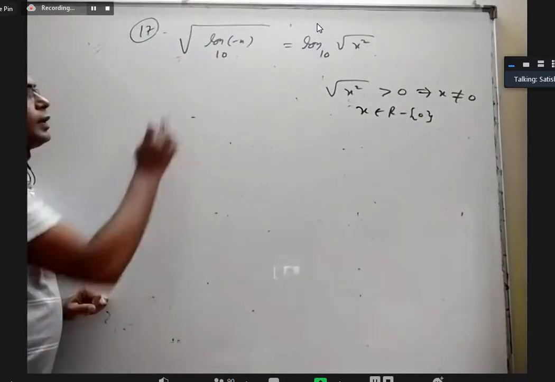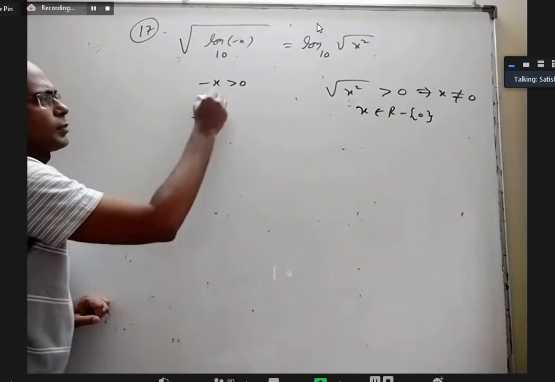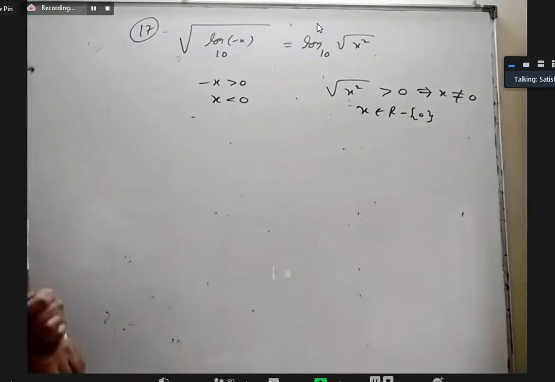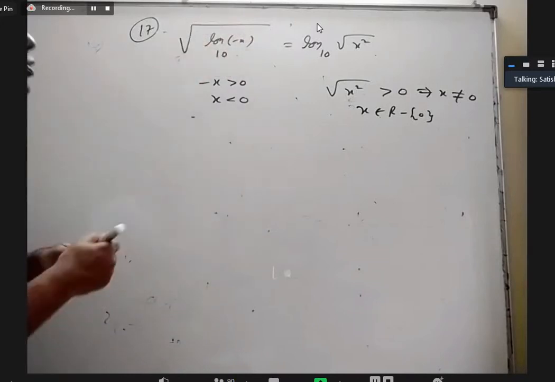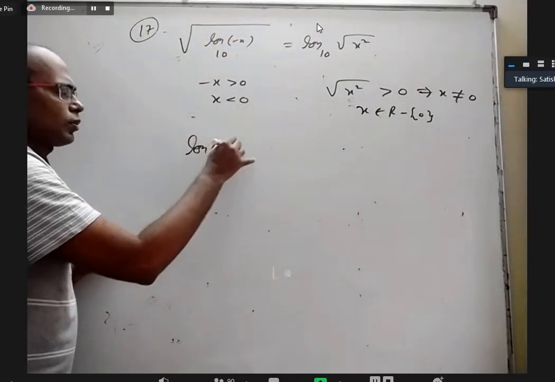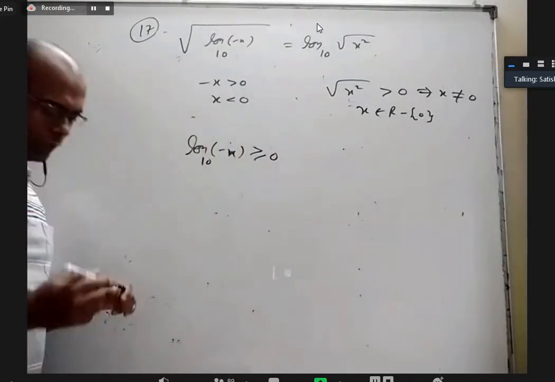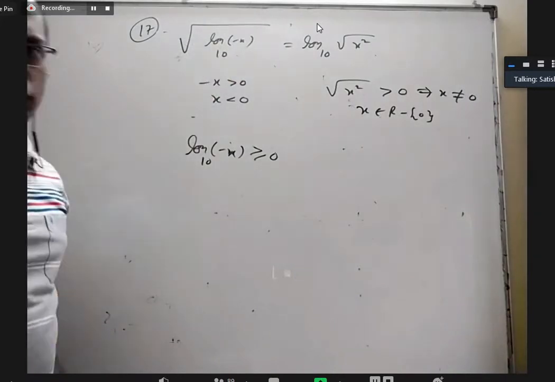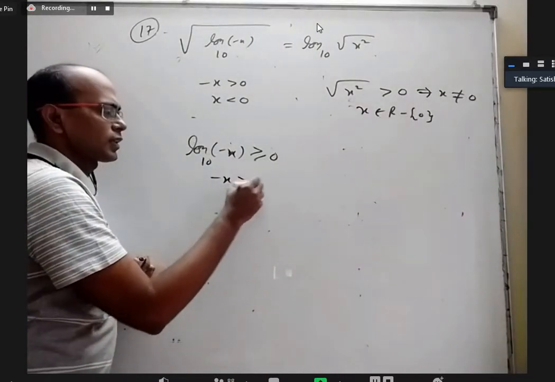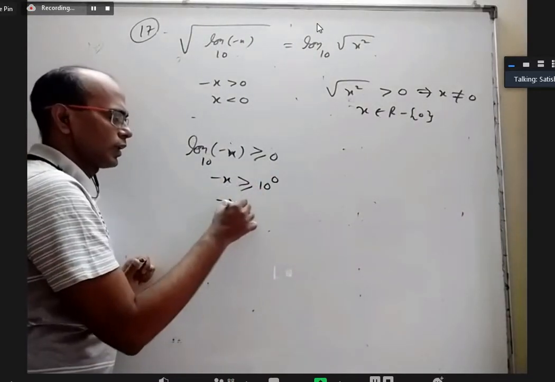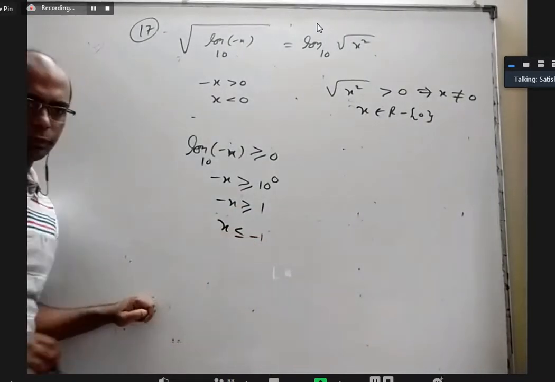Coming to the LHS, for log to be defined, this should be positive. Minus x should be positive, which means when you multiply with minus, the inequality will change, so x should be negative. Is that sufficient? May not be. If you want root of something to be defined, the inner part should be non-negative. So log should not only be positive, it should be 0 or also okay. It should be greater than or equal to 0. Root of something is defined only when this is equal to 0 or greater than 0 but not less than 0. If I send 10 here, I'll get minus x greater than or equal to 10 power 0, which is minus x greater than or equal to 1. When I multiply with minus, I'll get x less than or equal to minus 1.